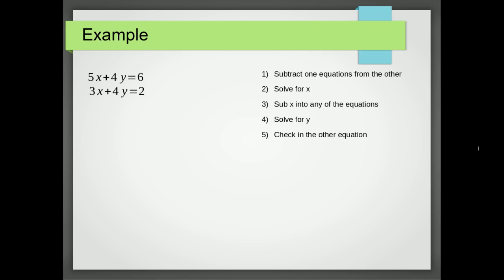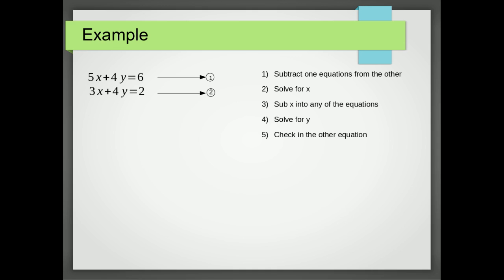Okay, here's one to show as an example. So we can see it's type 2. We've got 4 y's in each case and the signs are the same. I've put on the right hand side of the screen the steps we're going to go through. So we're going to subtract one equation from the other. But before we do that, we're going to label our equations.